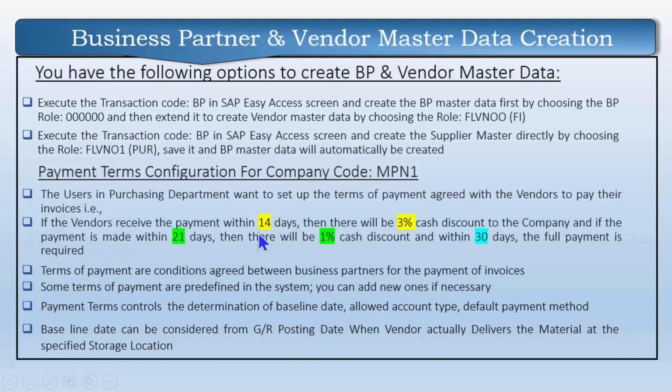From the posting date to 14 days, 3% cash discount. So posting date is the baseline date. From baseline date, 21 days, you get 1% discount. So this is what this is all about. This description is in detail. Okay, move on to the next slide.